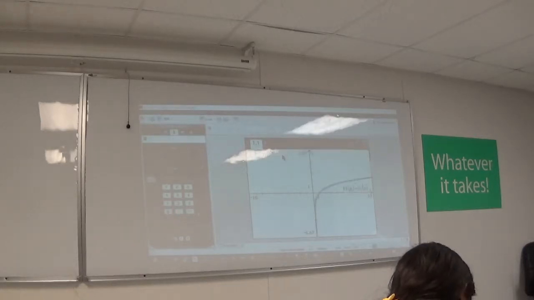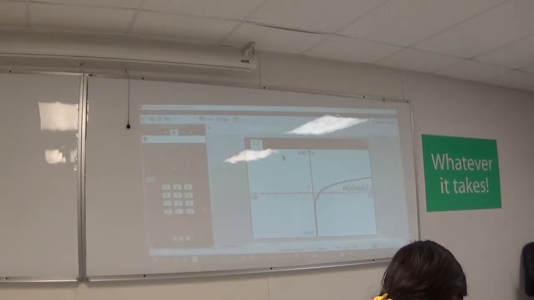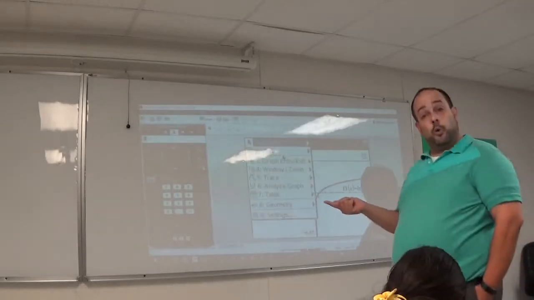Start with the graph of the natural log of x. Nice. Now what I want to do is graph the derivative. I want to get the calculator to do the work for me.